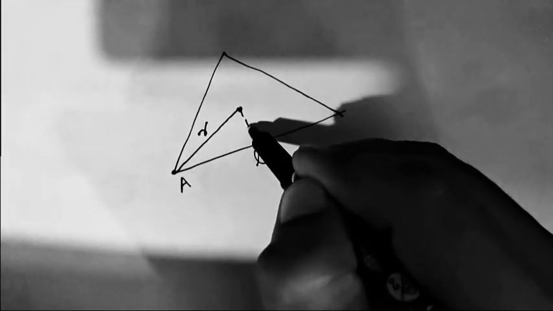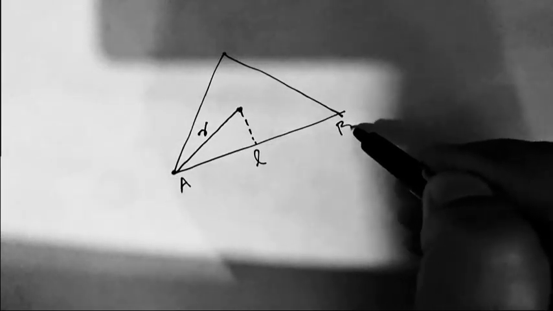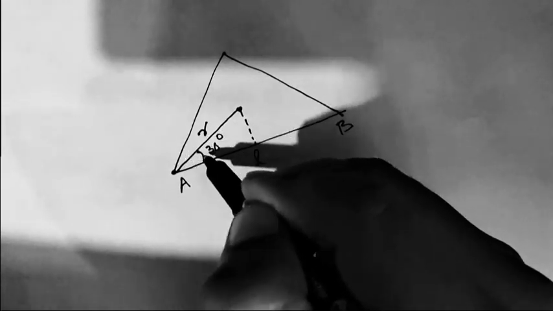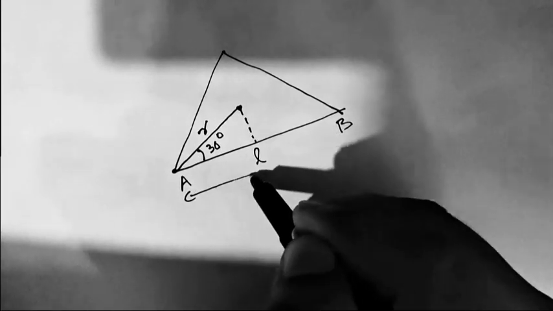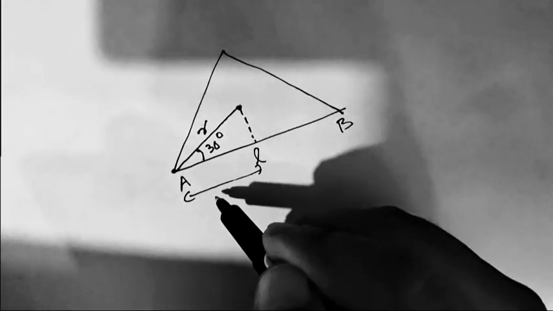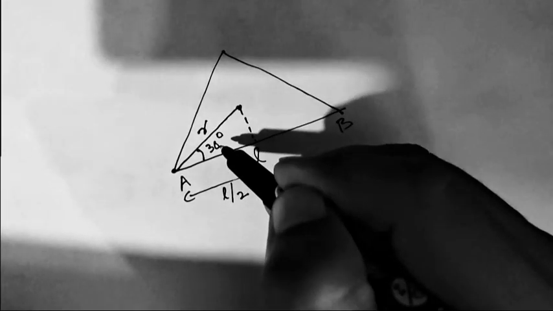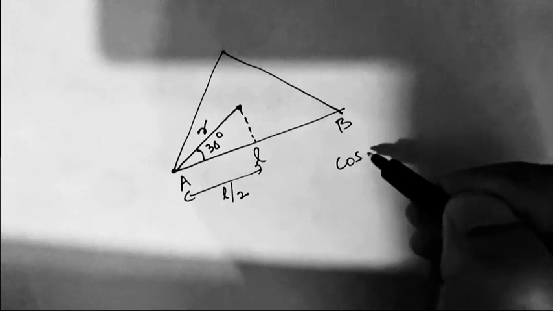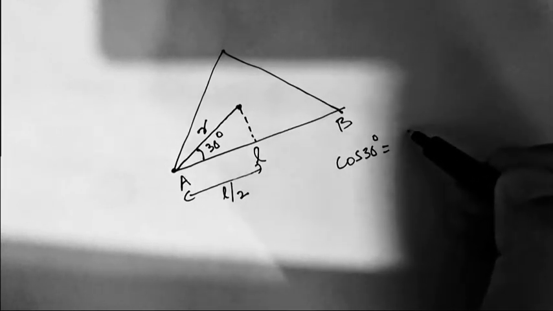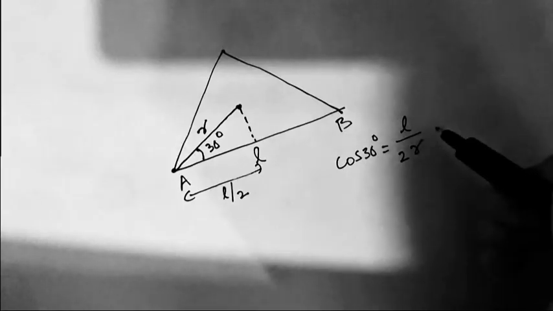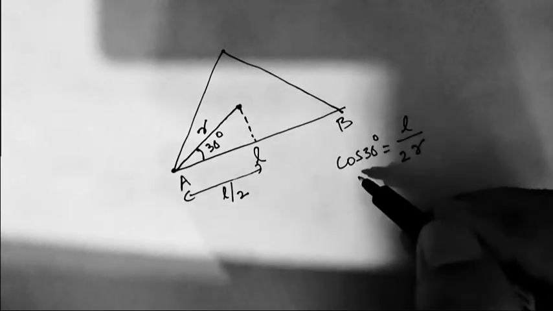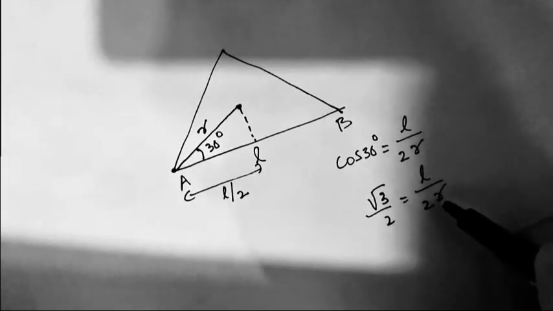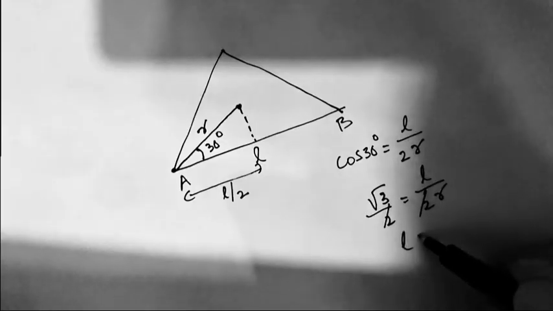Just drop a perpendicular to the line AB from the centroid. This angle will be obviously 30 degrees, right? Half of 60 degrees, and this distance will be half of this length, which is L by 2. So you can connect adjacent and hypotenuse by cos 30. So cos 30 will be L by 2 by r. Cos 30 is root 3 by 2. So root 3 by 2 equals L by 2r. You lose the 2. So L equals what?